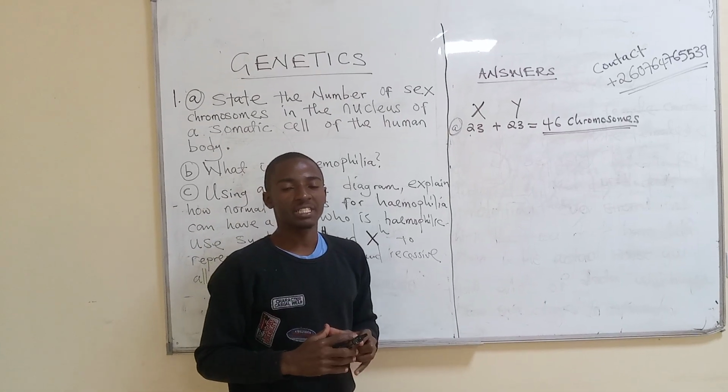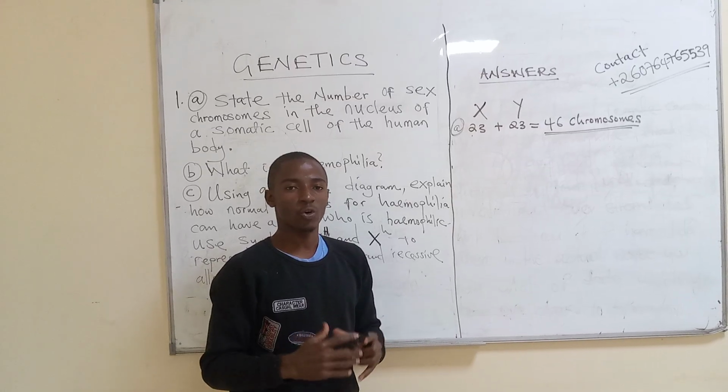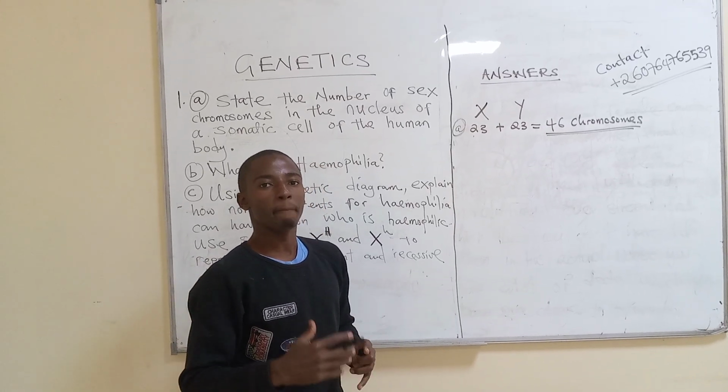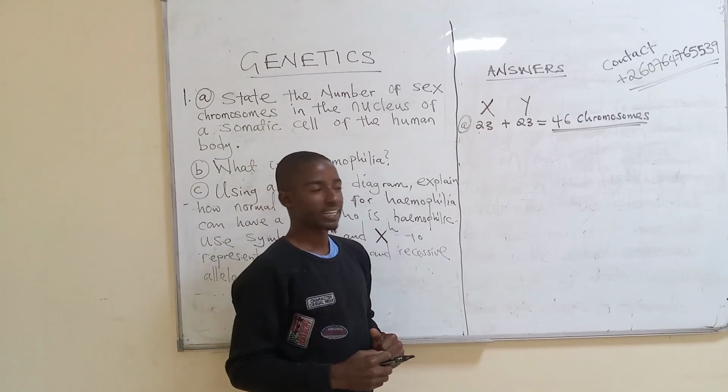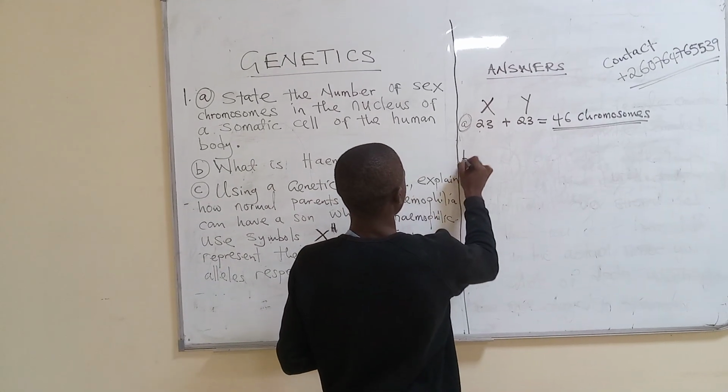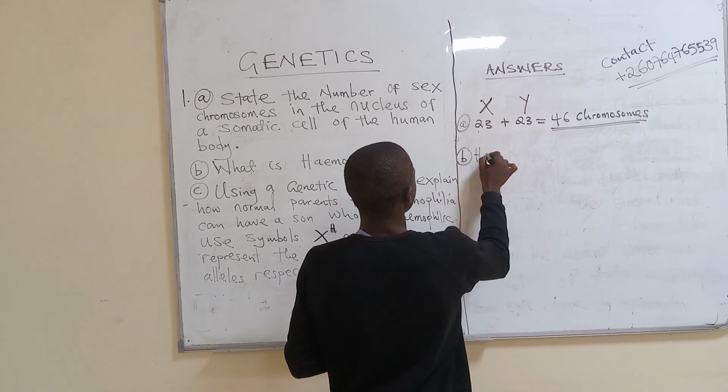We move to question 2, which is B, where they are asking what is hemophilia. So hemophilia is just an inherited disorder where an individual bleeds for a long period of time due to poor clotting factor.